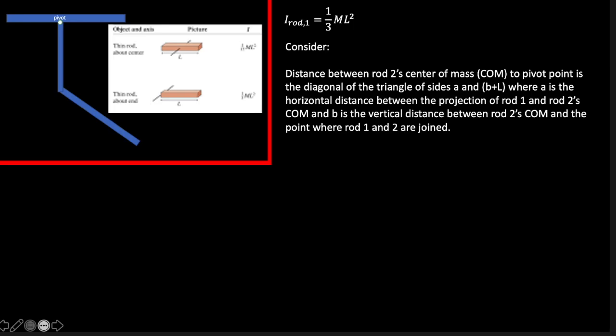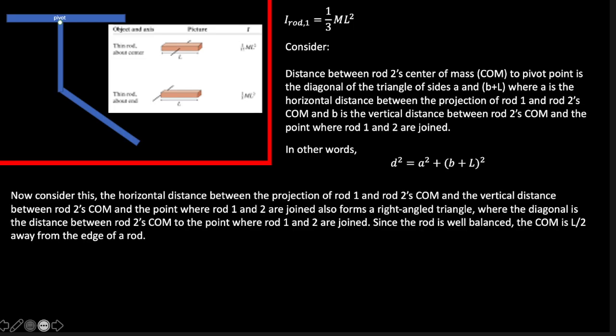Now consider this. The distance between rod 2's center of mass and the pivot point is the diagonal of a triangle of sides A and B plus L, where A is the horizontal distance between the projection of rod 1 and rod 2's center of mass, and B is the vertical distance between rod 2's center of mass and the point where rod 1 and 2 are joined. So in equation form, d squared, where d is the diagonal, is a squared plus (b plus l) squared.